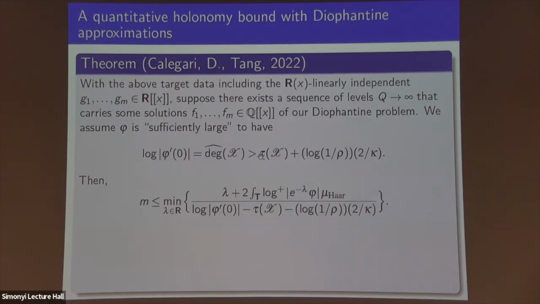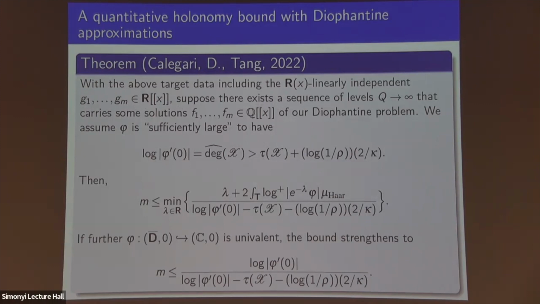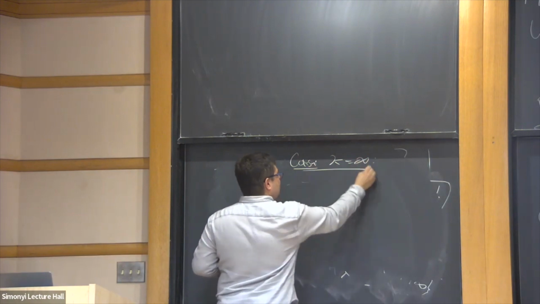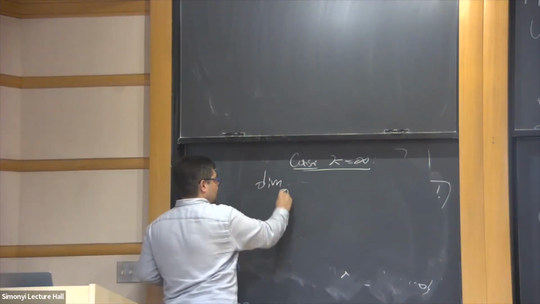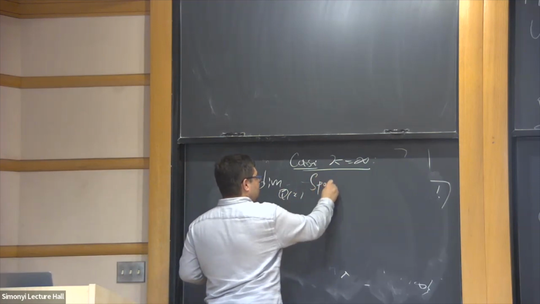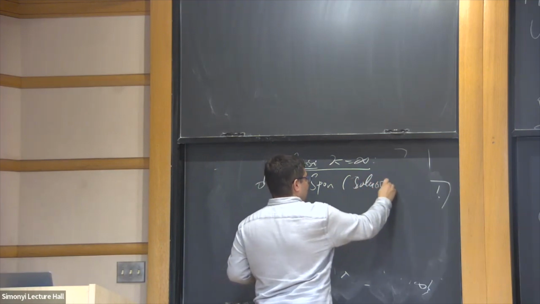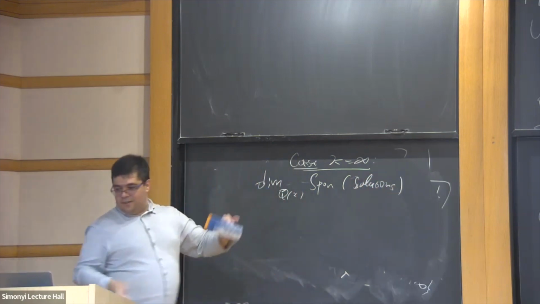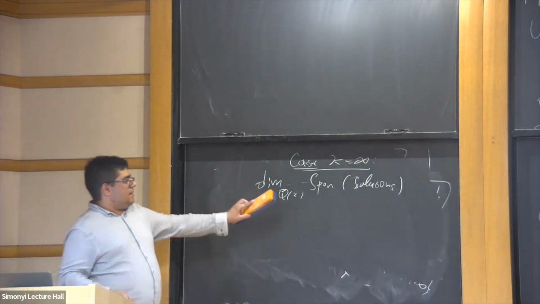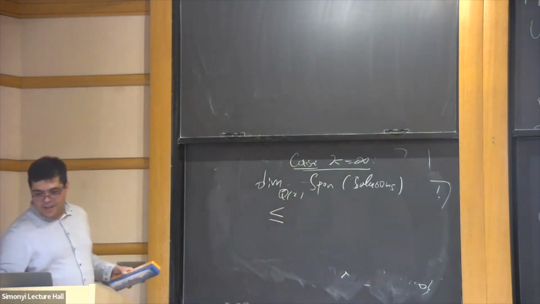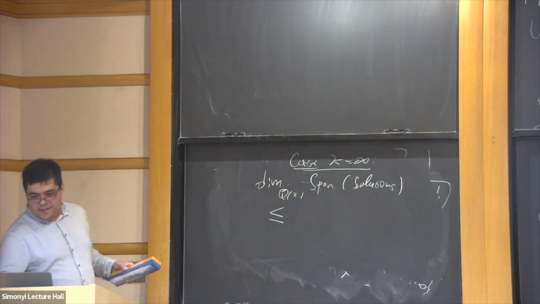So what does that tell us for the qualitative case without Diophantine approximations? We'll just take the case kappa equal to infinity. So it means that the dimension over the rational functions of the span of all solutions in Q((x)) that have an analytic pullback is smaller than or equal to that display. So with kappa equal to infinity, this is simplified.